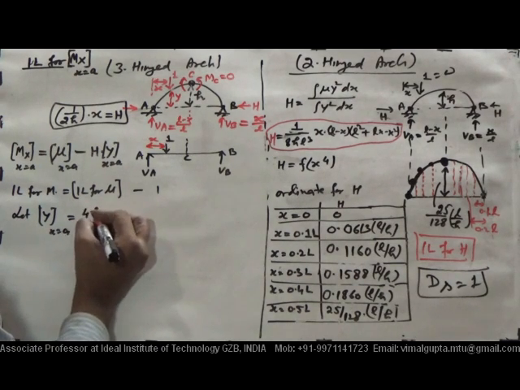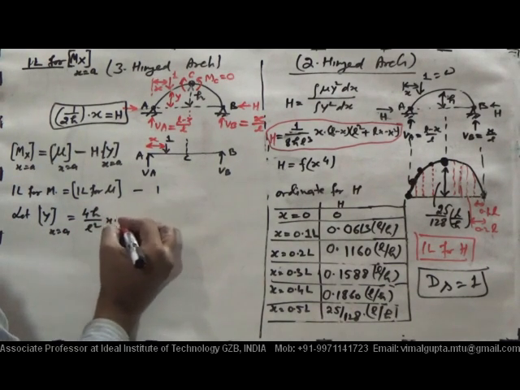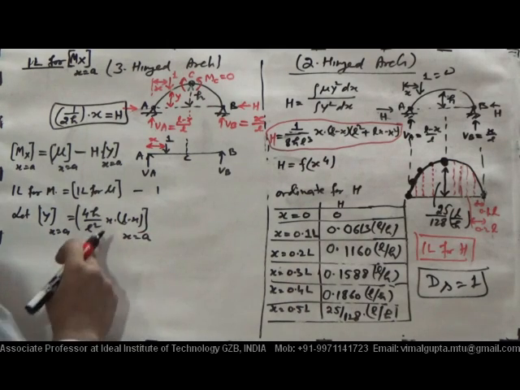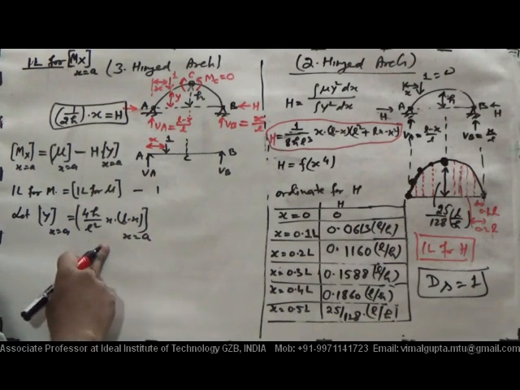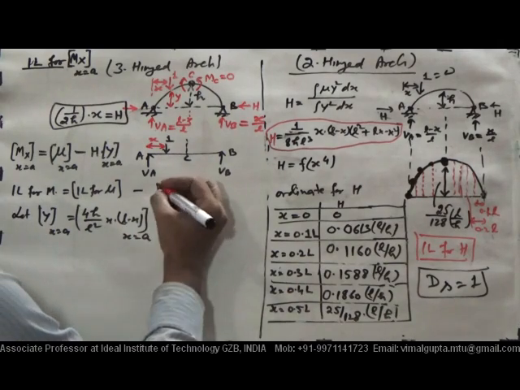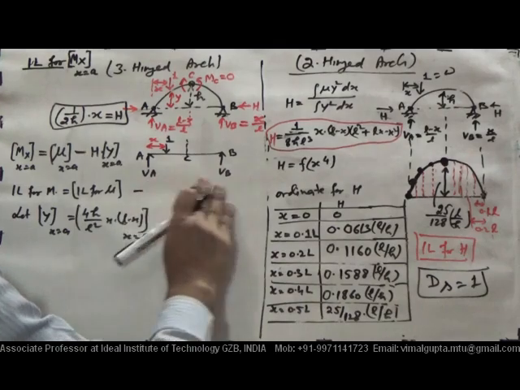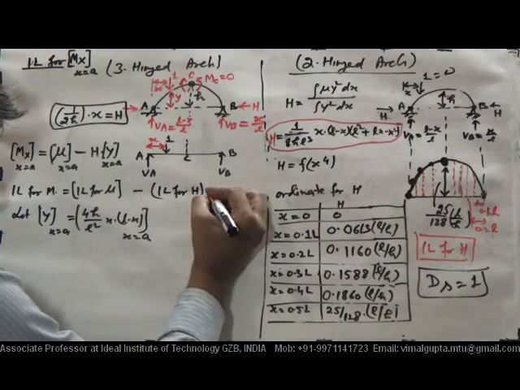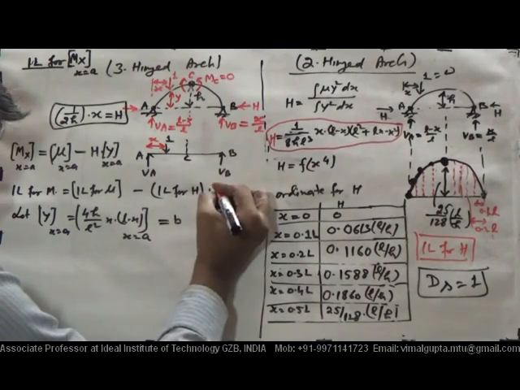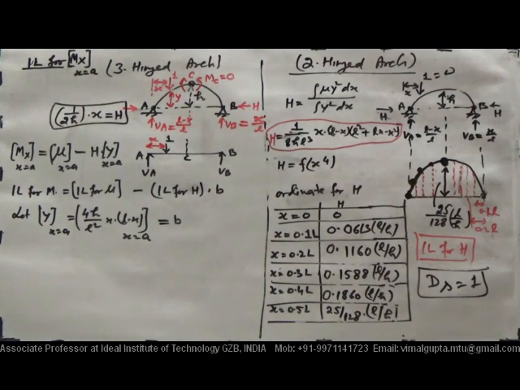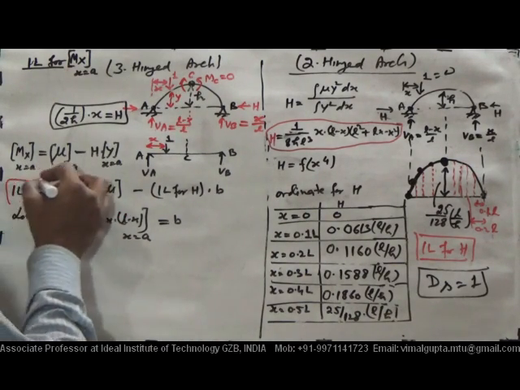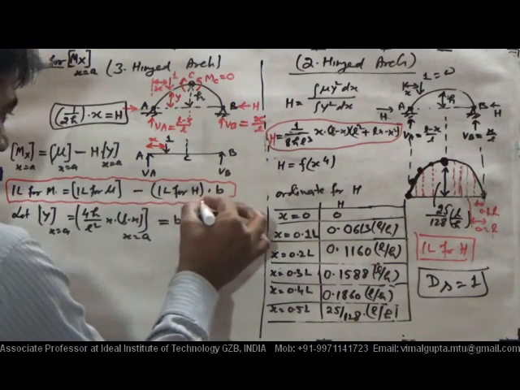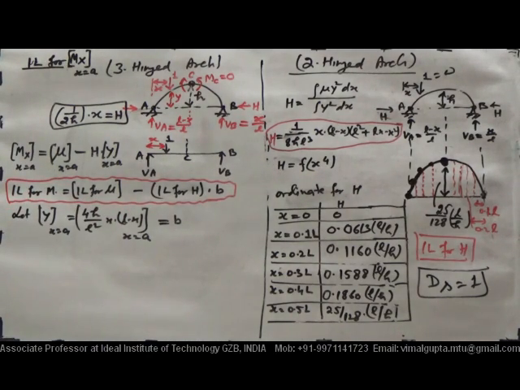We will calculate it from the relation 4h by L square into x into (L minus x) at x equal to a, for a parabolic type of arc. For a parabolic arc, it will be this type of thing. So it will be the IL for mu minus H into something constant, say this value is b. So it will be the IL for the bending moment at any point x.